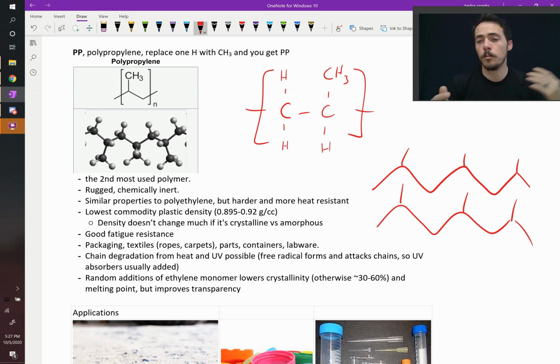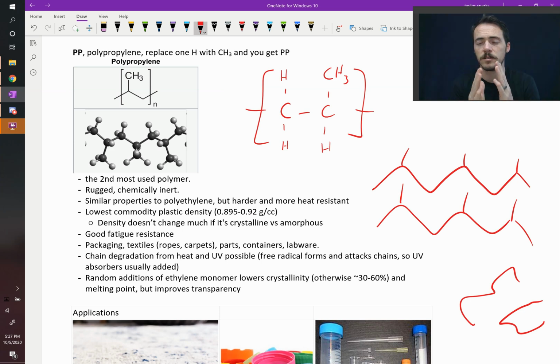It could also be amorphous, meaning these chains are kind of all over the place. And what's interesting is that the density of those two things is pretty similar. Normally, you'd expect the crystalline to have a much higher density because it's packing together nicely. That's not really the case because it has this relatively large side group sticking off the side. And so the density doesn't change very much if it's crystalline versus amorphous, which can be beneficial for some processing techniques.